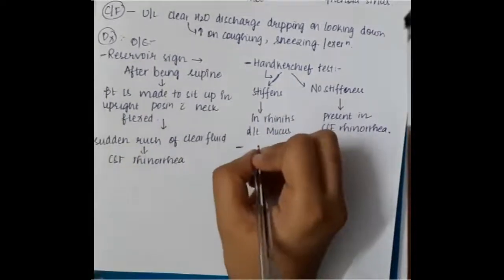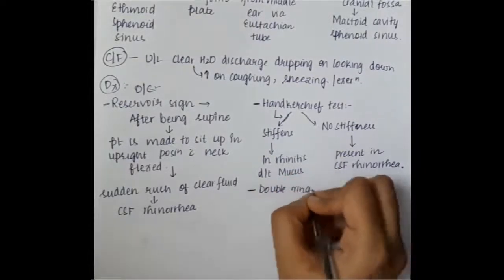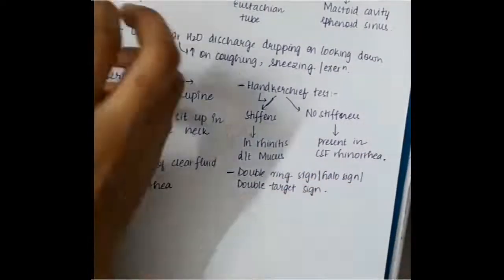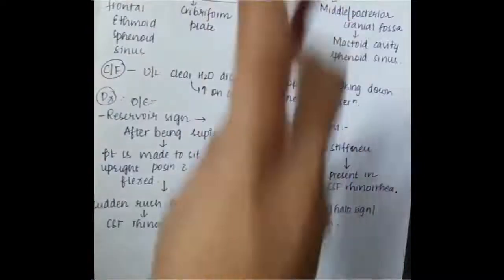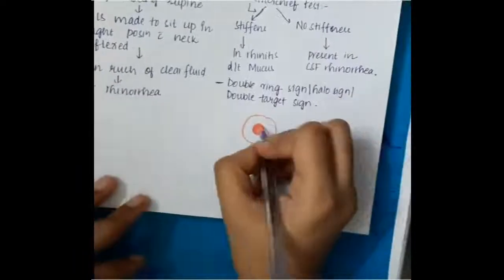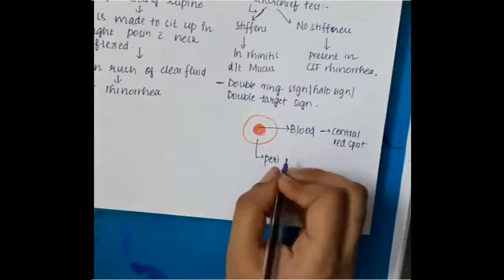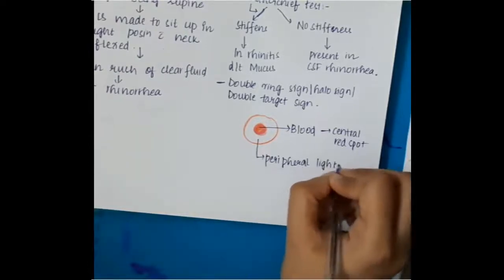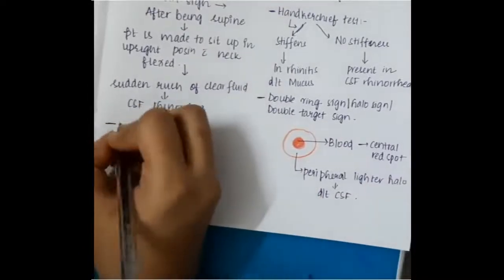Then we also have one more test called the double ring sign, or halo sign, or double target sign. In this sign, you will see a central blood red spot, which is surrounded by a peripheral lighter halo, and this peripheral lighter halo is due to the cerebrospinal fluid. So these are the important things.